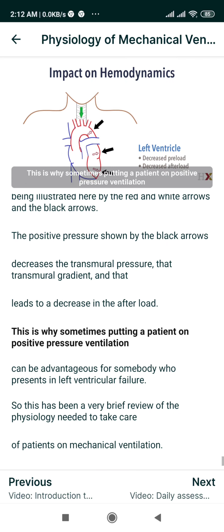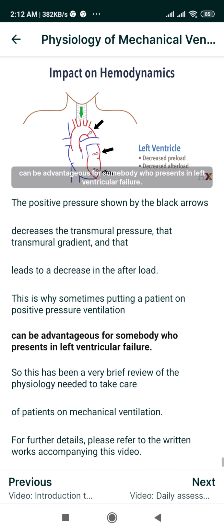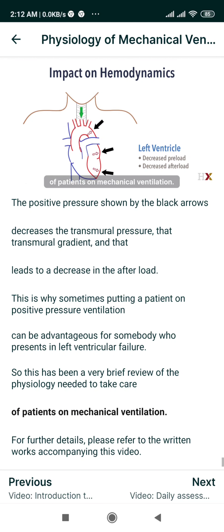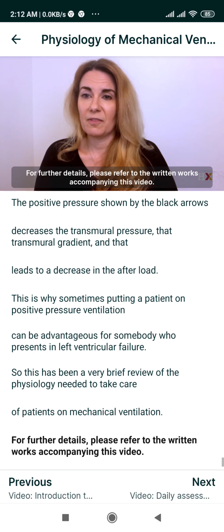This is why sometimes putting a patient on positive pressure ventilation can be advantageous for somebody who presents in left ventricular failure. So this has been a very brief review of the physiology needed to take care of patients on mechanical ventilation. For further details, please refer to the written works accompanying this video.